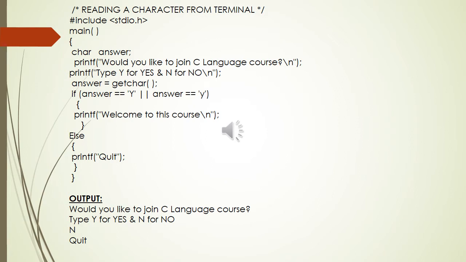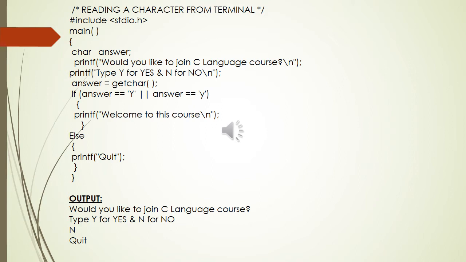So here actually this program what it will do, if that variable name is equal to y, then it should print welcome to this course. If this variable name is equal to no, then it should print the quit. So what we have to do is we need one variable name answer which is of type character for using it in the getchar function.